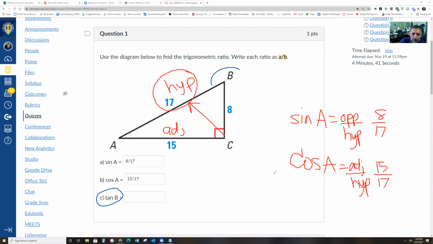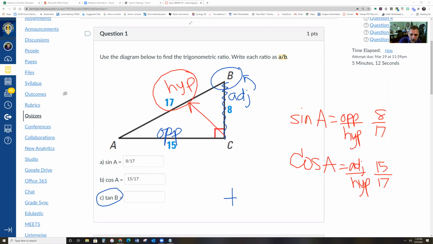Well, angle B is this angle up here. And then that changes the sides. This side is now the adjacent side because it's next to angle B. And then this side, I thought I had erased that. It's no longer the adjacent side. Now it's the opposite side. The hypotenuse doesn't change because that's always across 90 degrees, but it does change the adjacent and the opposite.